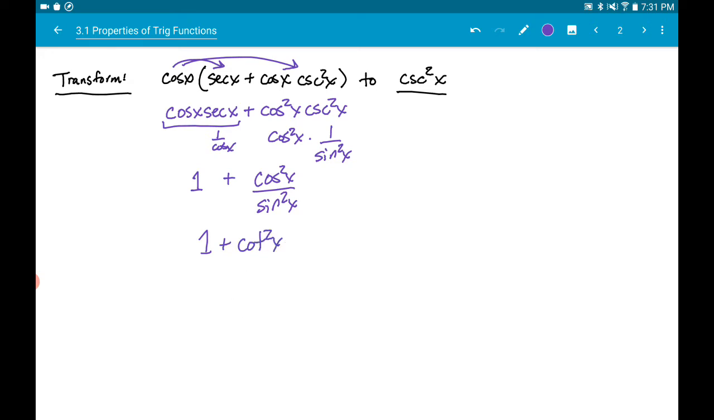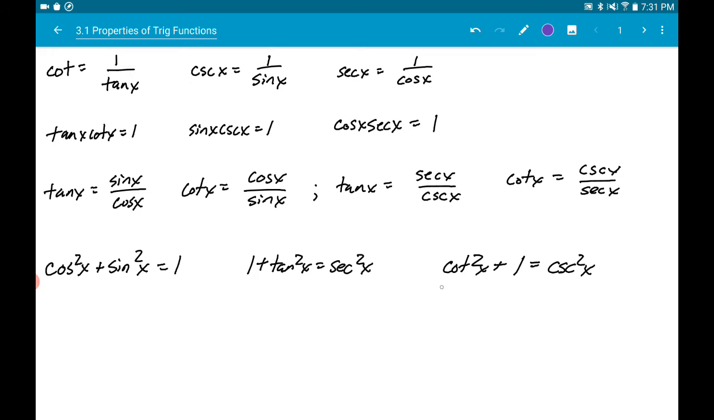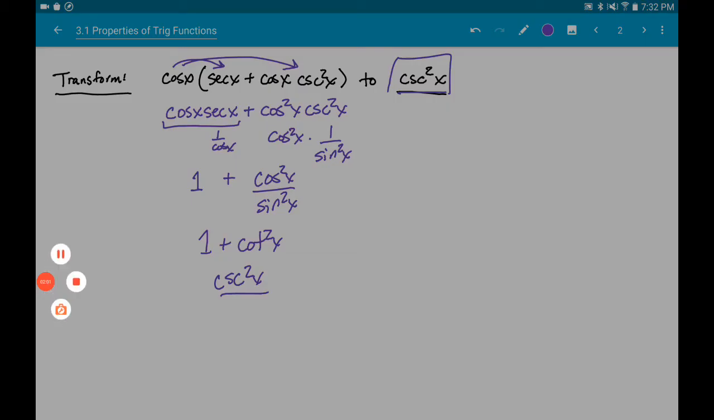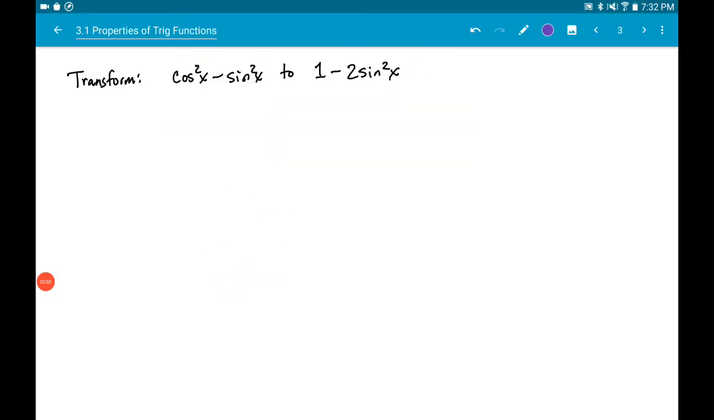And the Pythagorean identity, if I go back real quick, we got cotangent squared plus 1 is cosecant squared. And I did the transformation. Sweet, it only took 2 minutes. Here we go. Next one.